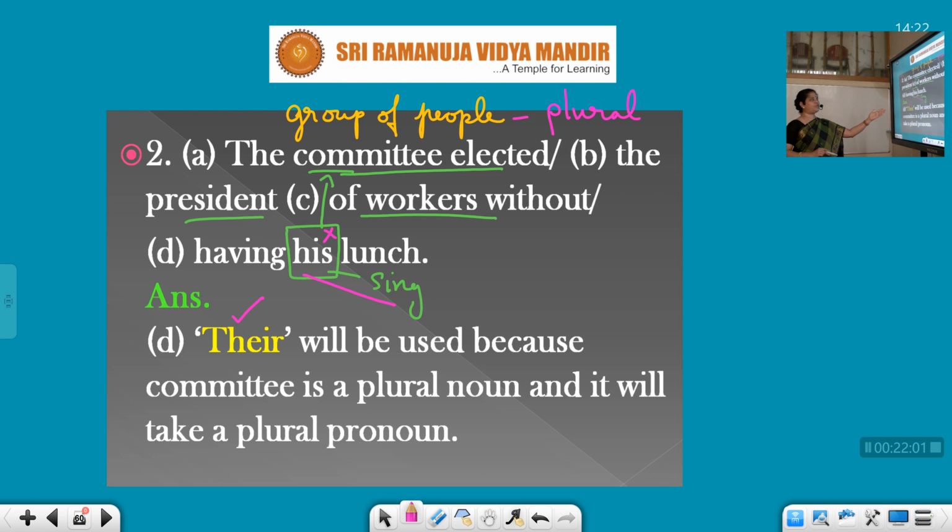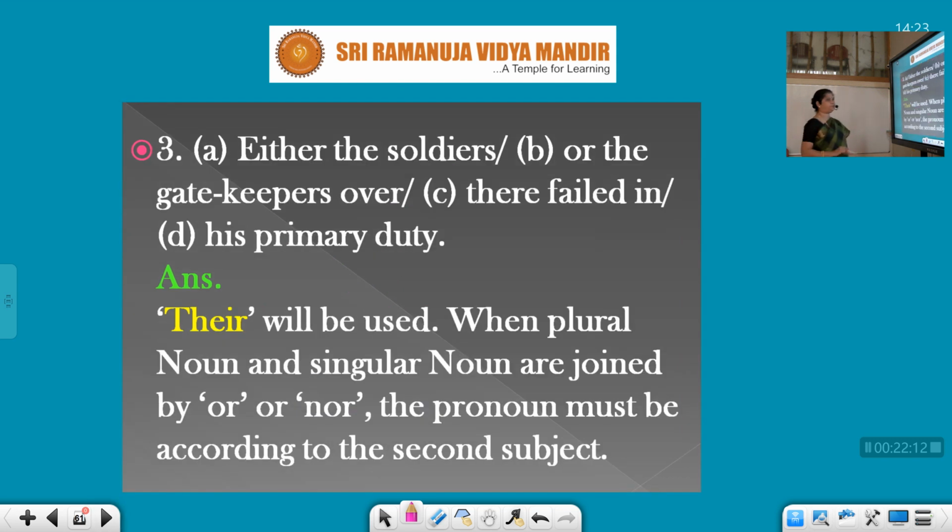So the solution is, their will be used because committee is a plural noun and it will take the plural pronoun. So there is the answer. Next one. Either the soldiers or the gatekeepers over there failed in his primary duty. So the pronoun is his.